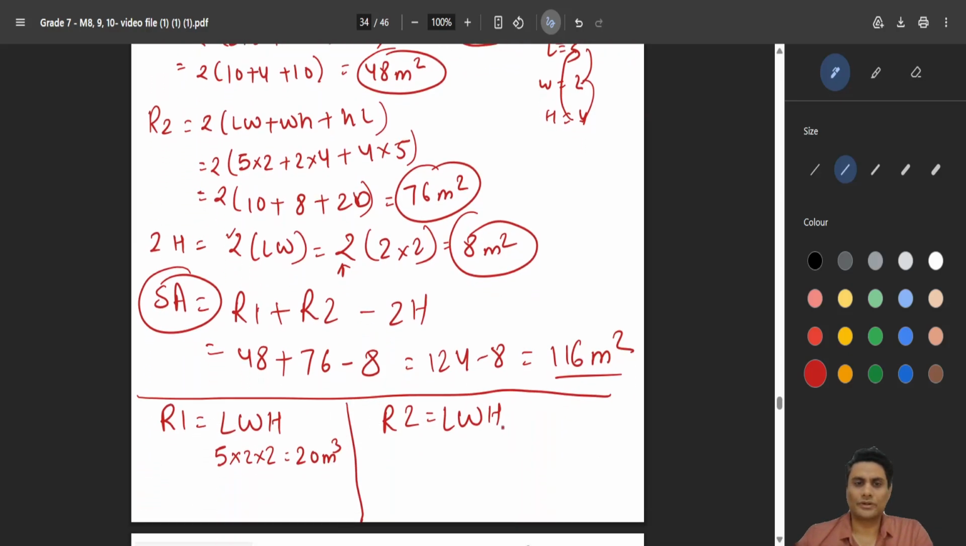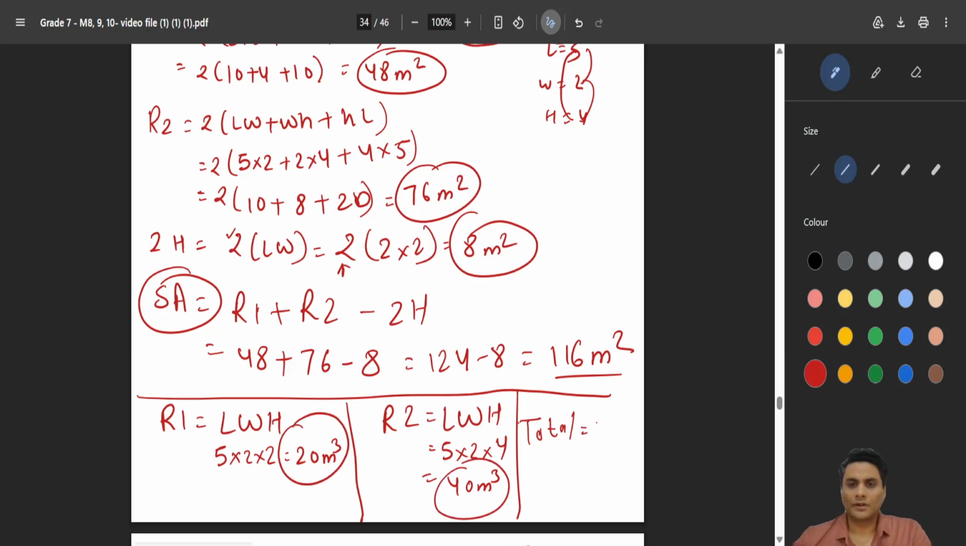For the second rectangular prism, length 5, width 2, height 4. So 5 times 2 times 4. 5 times 2, 10. 10 times 4, 40. So 40 meter cube. You need the total volume. The total volume will be R1 plus R2. That is 20 plus 40, which means 60 meter cube. This is the total volume.